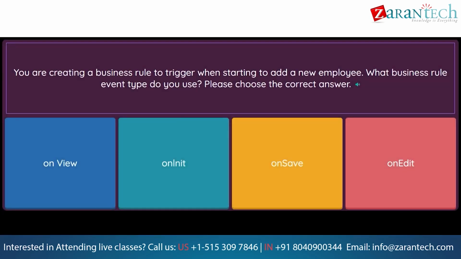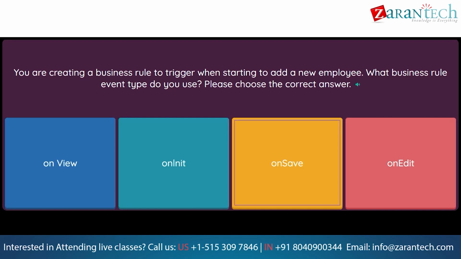Question: you are creating a business rule to trigger when starting to add a new employee. What business rule event type do you use? Please choose the correct answer. Option 1: on view. Option 2: on init. Option 3: on save. Option 4: on edit.